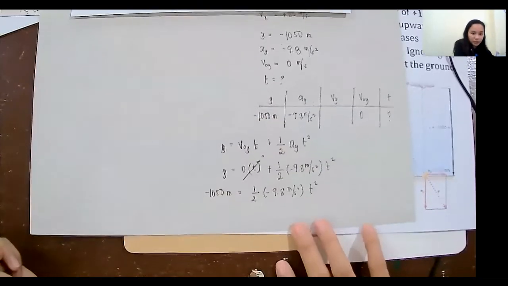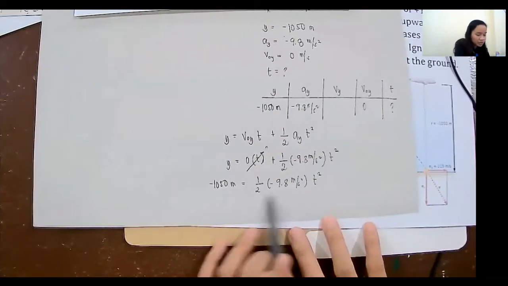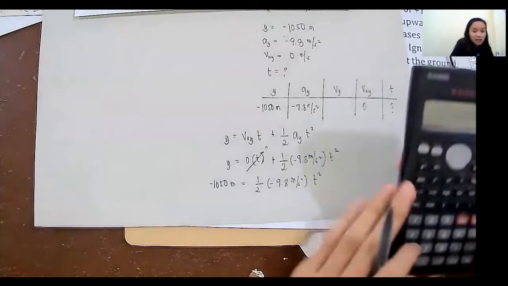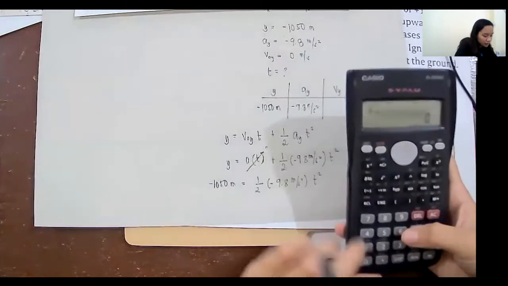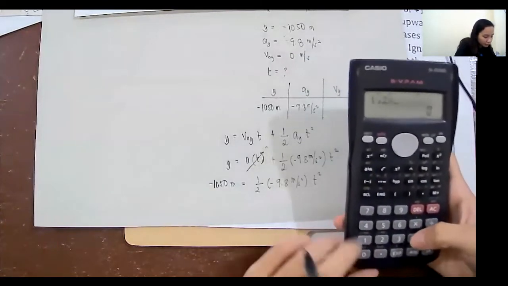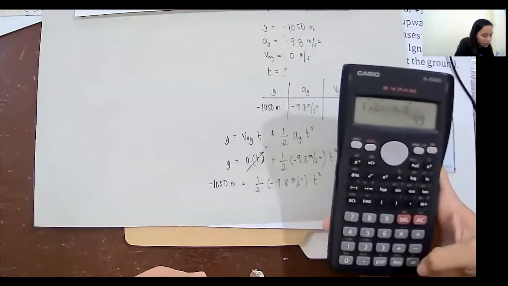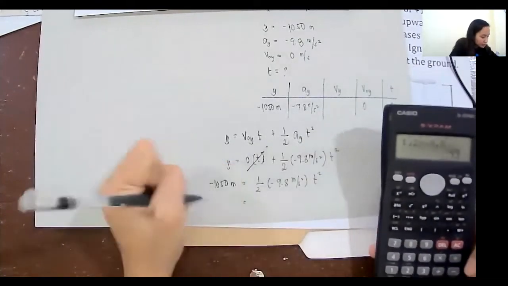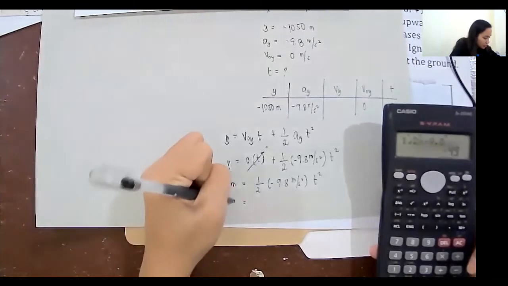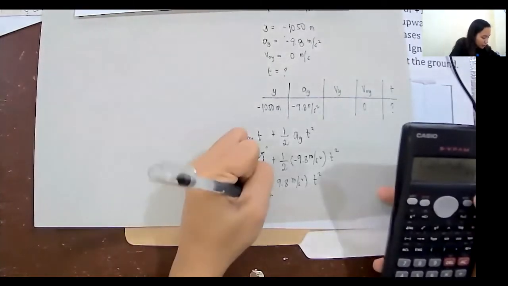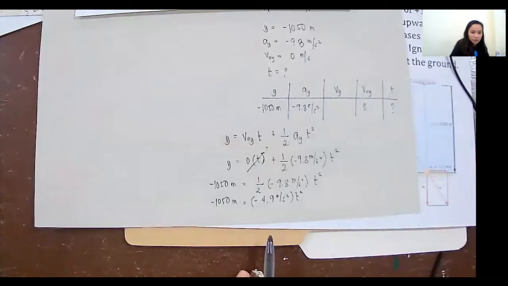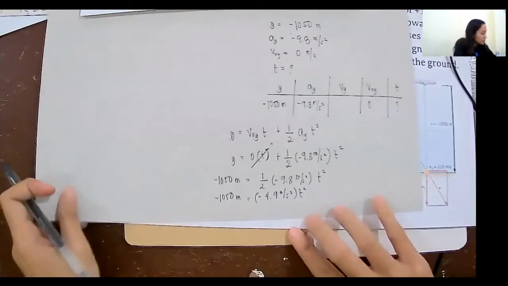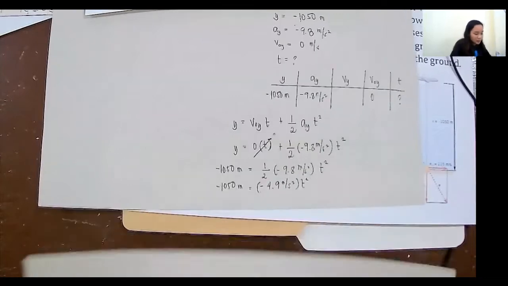So para mas madali, isisolve ko na ito diretso sa calculator. 1/2 times negative 9.8, so you will get negative 4.9, and then you have your t squared. Okay? So ililipat natin si negative 4.9 t squared sa kabilang side.